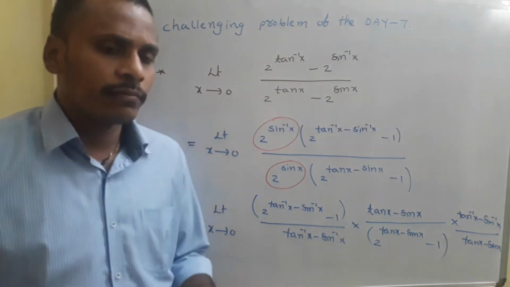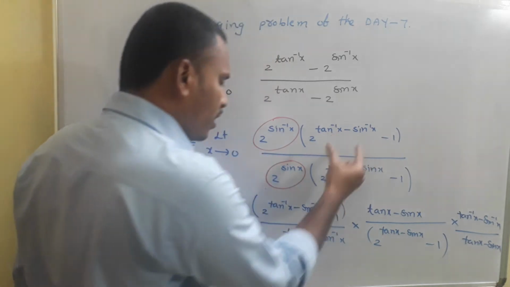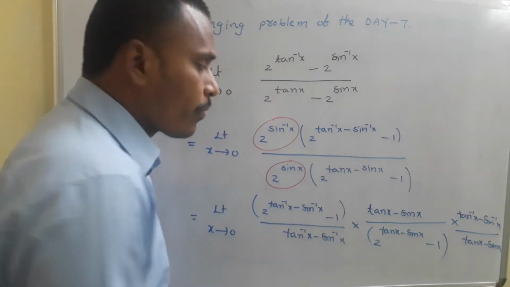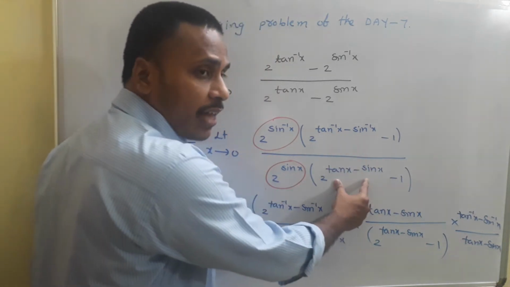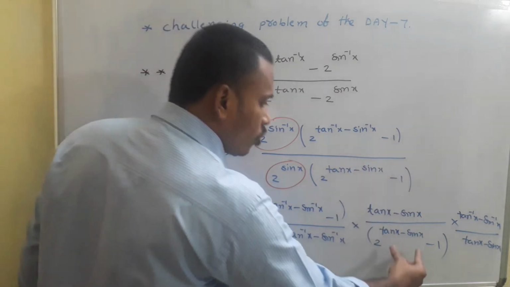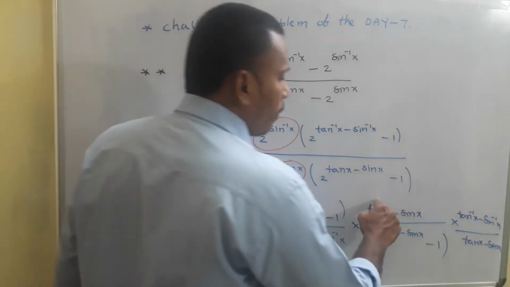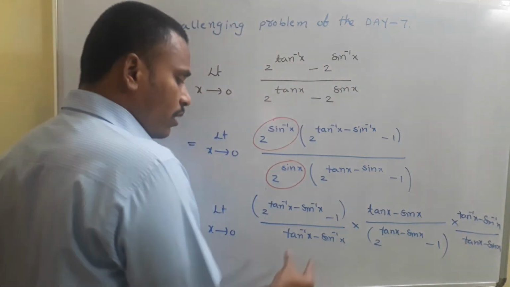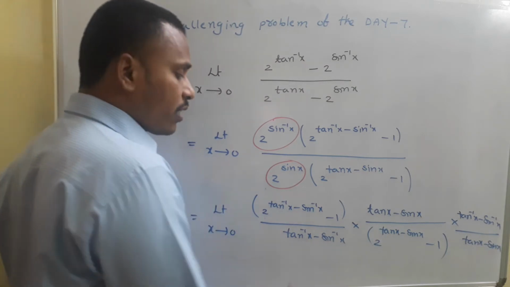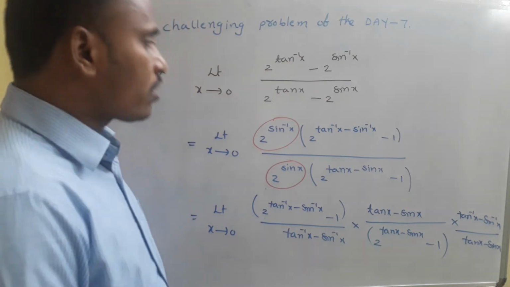Is it clear for you all? Just have a look. Divide the numerator by tan⁻¹x − sin⁻¹x and divide the denominator by tan x − sin x. That is why I wrote it in such a way. Since we wrote tan x − sin x in the numerator, to balance, write it in the denominator. Since here tan⁻¹x − sin⁻¹x is in the denominator, to balance, write it in the numerator. Now use the standard law.